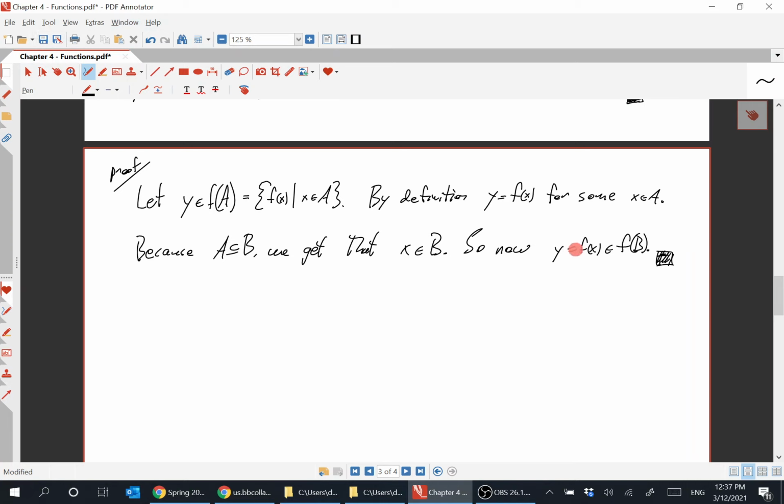Y is equal to f of x. That's what we were saying right here. So please be careful about that. Notation is really important, just as vocabulary is.